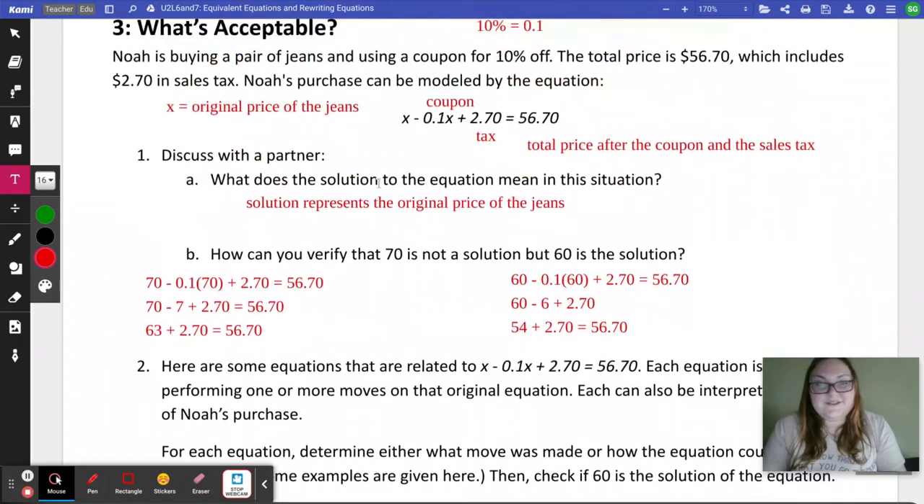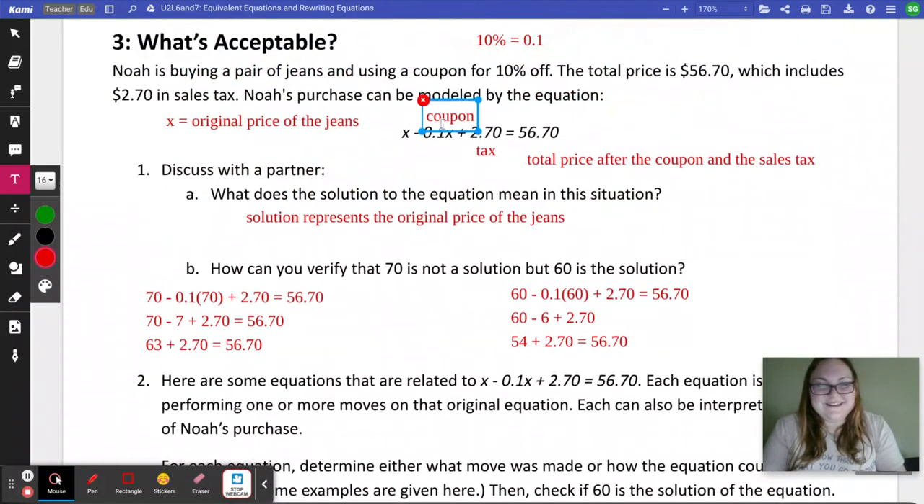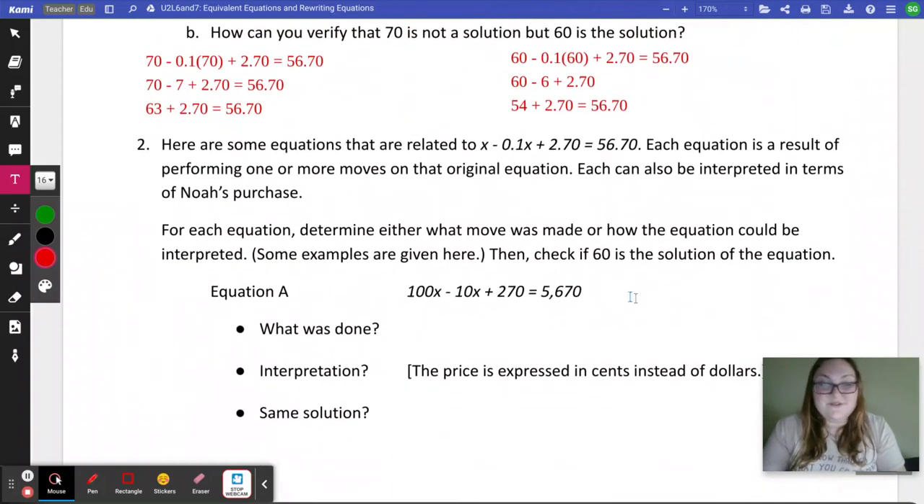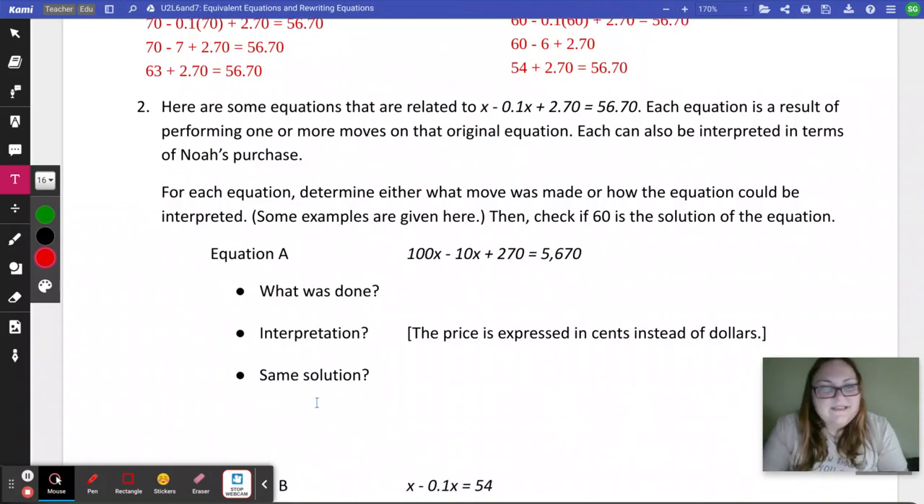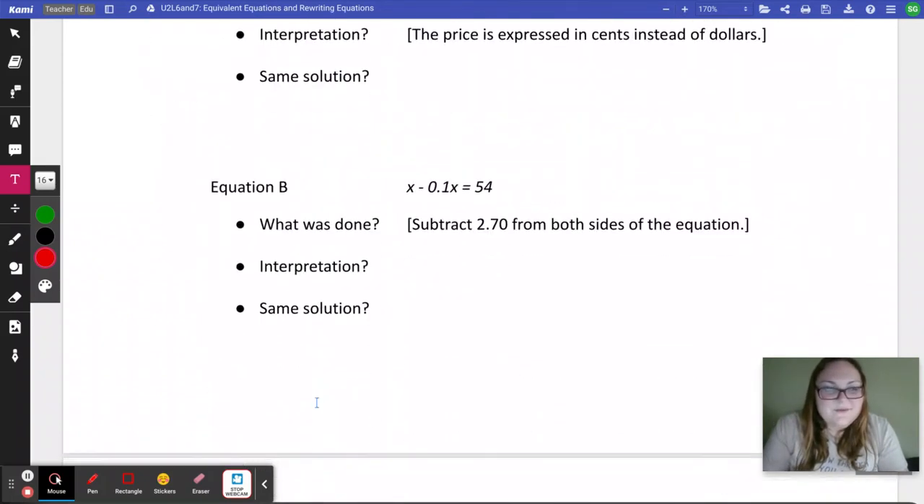Remember, this is the equation we're starting with, this one right here. So we're going to talk about mathematically what was done to that equation to get from this to the new equation. We're going to interpret what it means in this situation. So when you do that math, what does it mean about the story we're talking about here with Noah and the jeans? And then we're going to ask ourselves, would that new equation have the same solution? To get us started, I'm actually going to have us start with equation B.